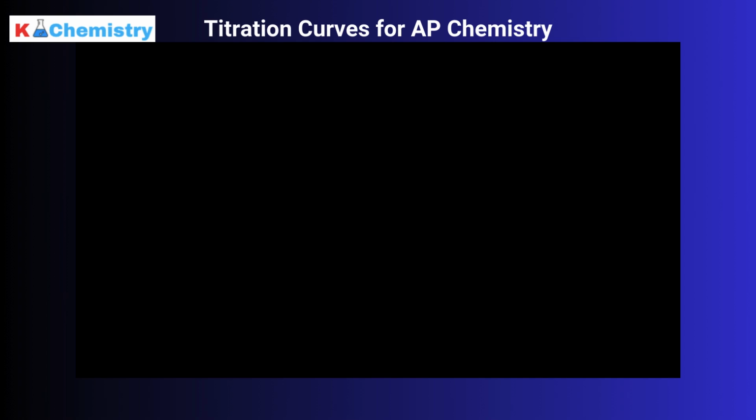What is a strong acid, strong base titration? It is a neutralization reaction between a strong acid like HCl and a strong base like NaOH. This is one of the simplest titration types because both the acid and base completely dissociate. So let's see the key ideas.